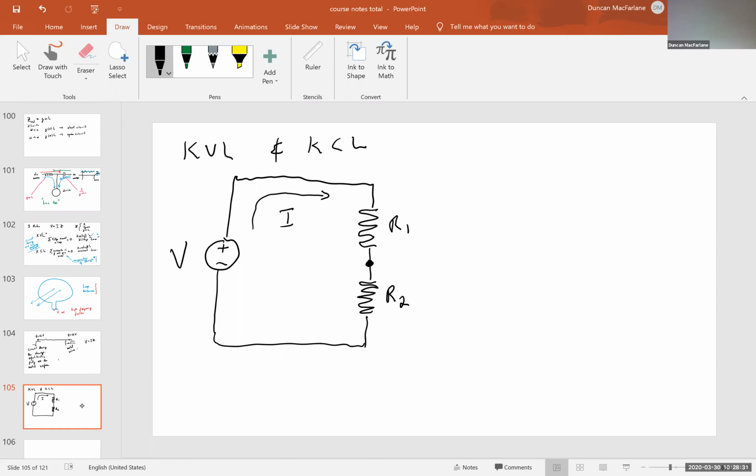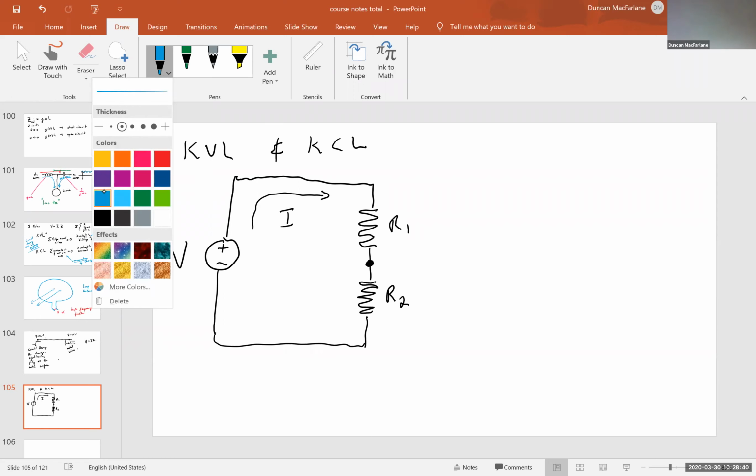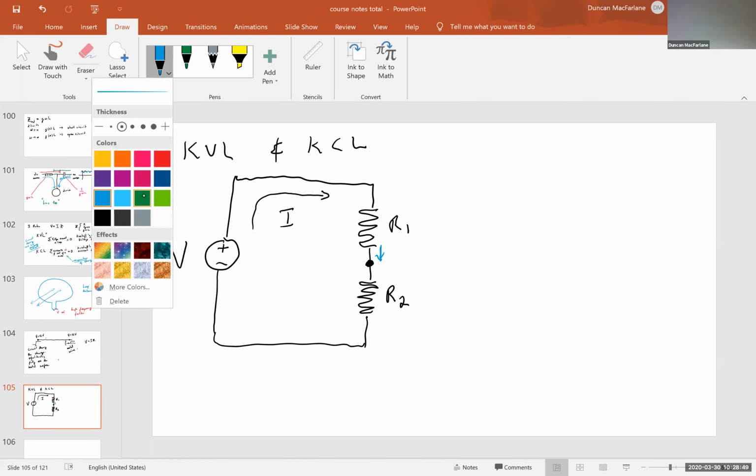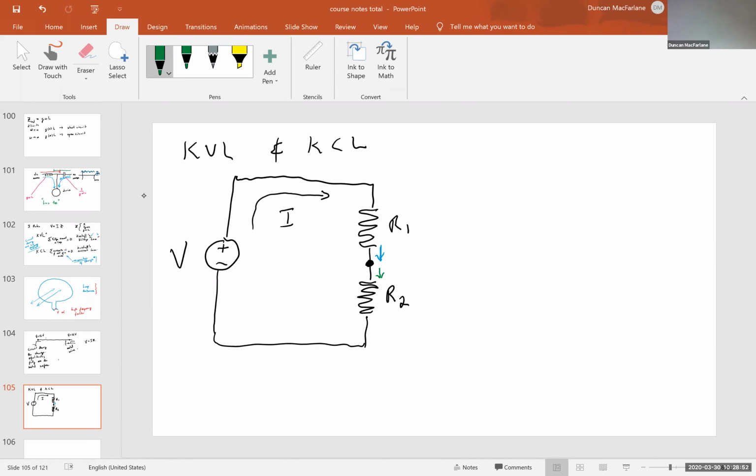And if I look at a node right between my two resistors, I'm going to have a current that flows out of R1 and a current that flows into R2, and those are going to be the same. So if I go painstakingly all the way around the circuit, there's exactly one current, and that current will be the same everywhere in this loop.